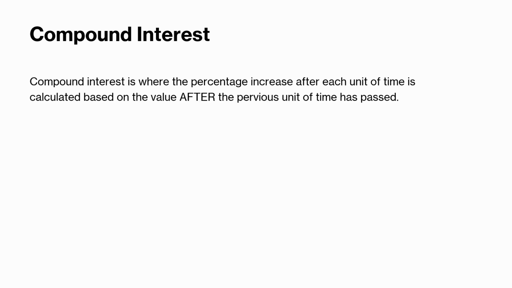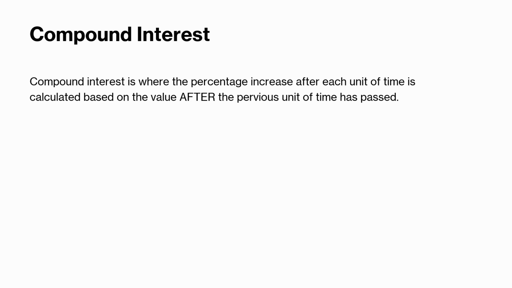Let's talk about compound interest, the second type of interest. Compound interest is where the percentage increase after each unit of time is calculated based on the value after the previous unit of time has passed. So in the previous example, in simple interest, the percentage increase is static. It remains the same after, say, a year. We'll talk about units of time as years. It's static after every year.